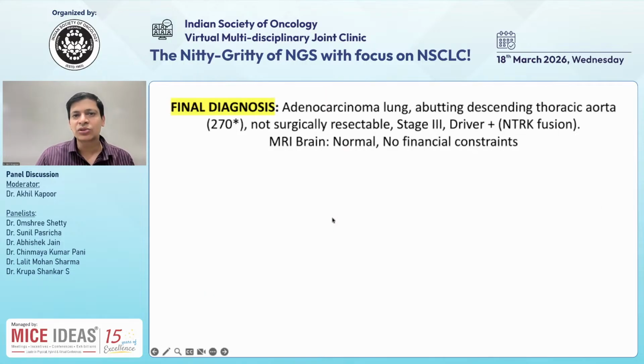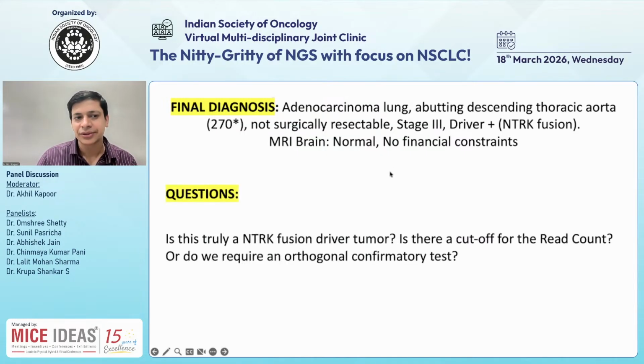So final diagnosis: stage 3, driver mutation. We see there is an NTRK fusion, not surgically resectable. MRI brain is normal, no financial constraints. So now how to move ahead with the treatment? Dr. Krupa, requesting your comments. This is a stage 3 patient. Now I think the usual plan would be CTRT followed by adjuvant immunotherapy. What is your suggestion, Dr. Krupa, in this patient?